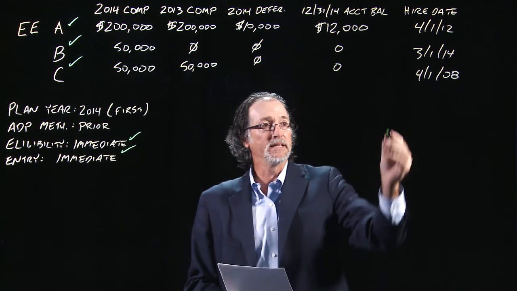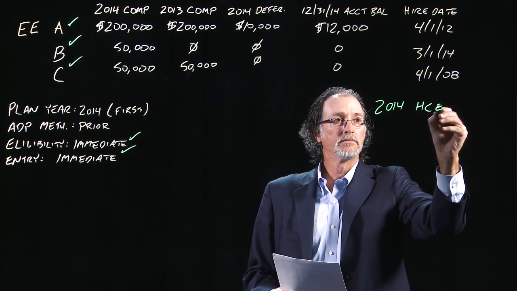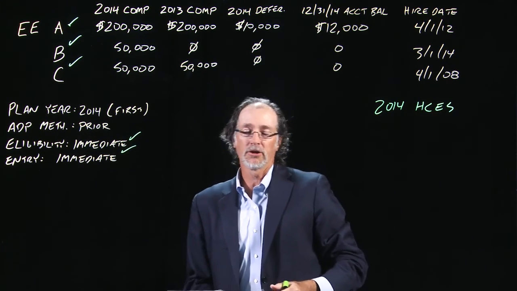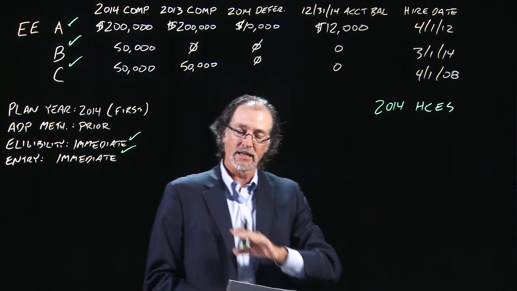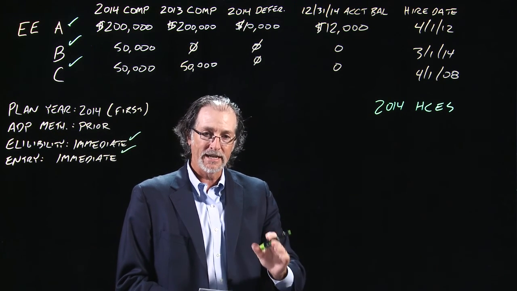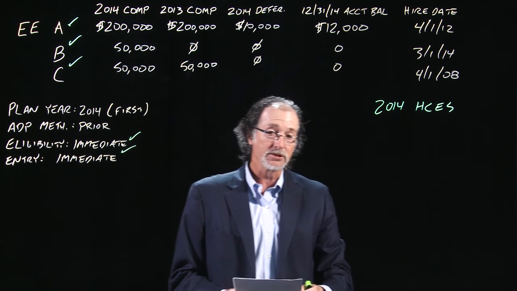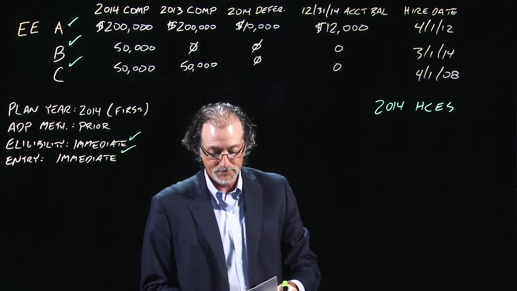So let's identify the HCEs, the highly compensated employees. The first thing we look at, are there any greater than 5% owners? And again, I stress this is on the final, it's greater than 5%. If you're a 5% owner, you're not an HCE. If you're greater than 5%, you're an HCE. So in this case, there are none.